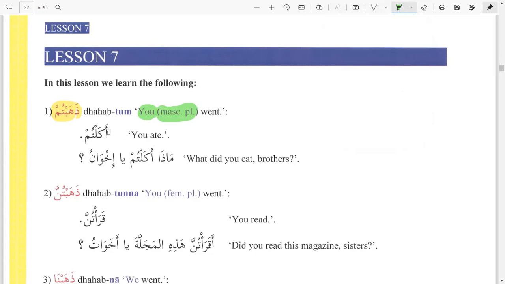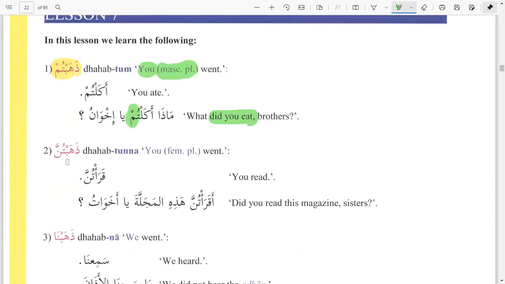Akaltum, you ate. Maza akaltum, ya ikhwanu? What did you eat? So this tum is an attached pronoun. Akaltum. Zahabtum. When there is a second person masculine plural, we will use the attached pronoun tum.